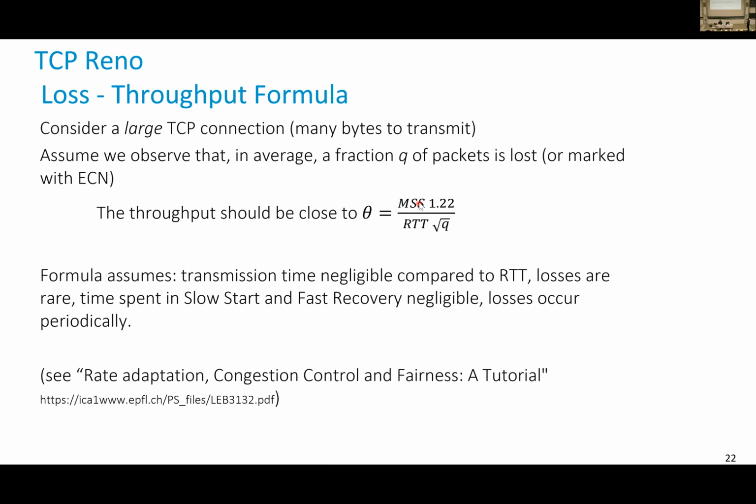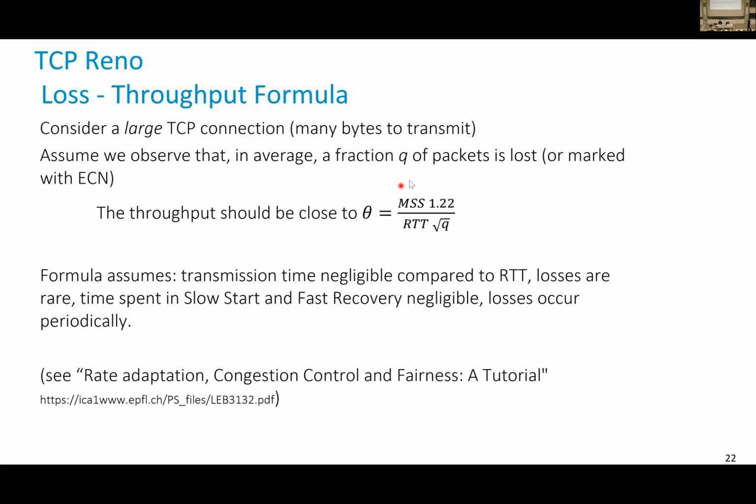MSS is the packet size. 1.22 is a universal constant. And RTT is the round trip time. So this captures exactly the bias of TCP Reno against RTT. If your RTT is larger, then the maximum throughput you will get is smaller.